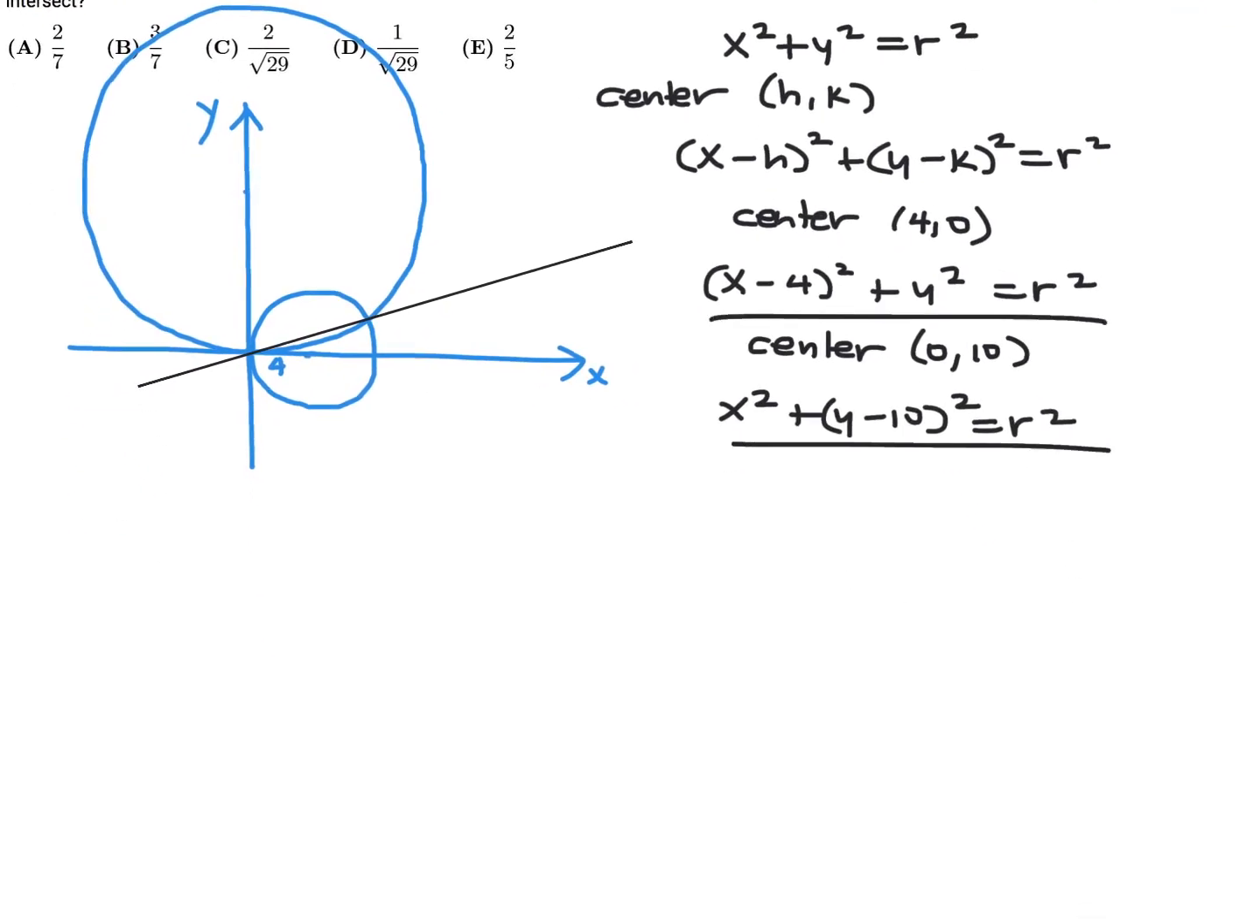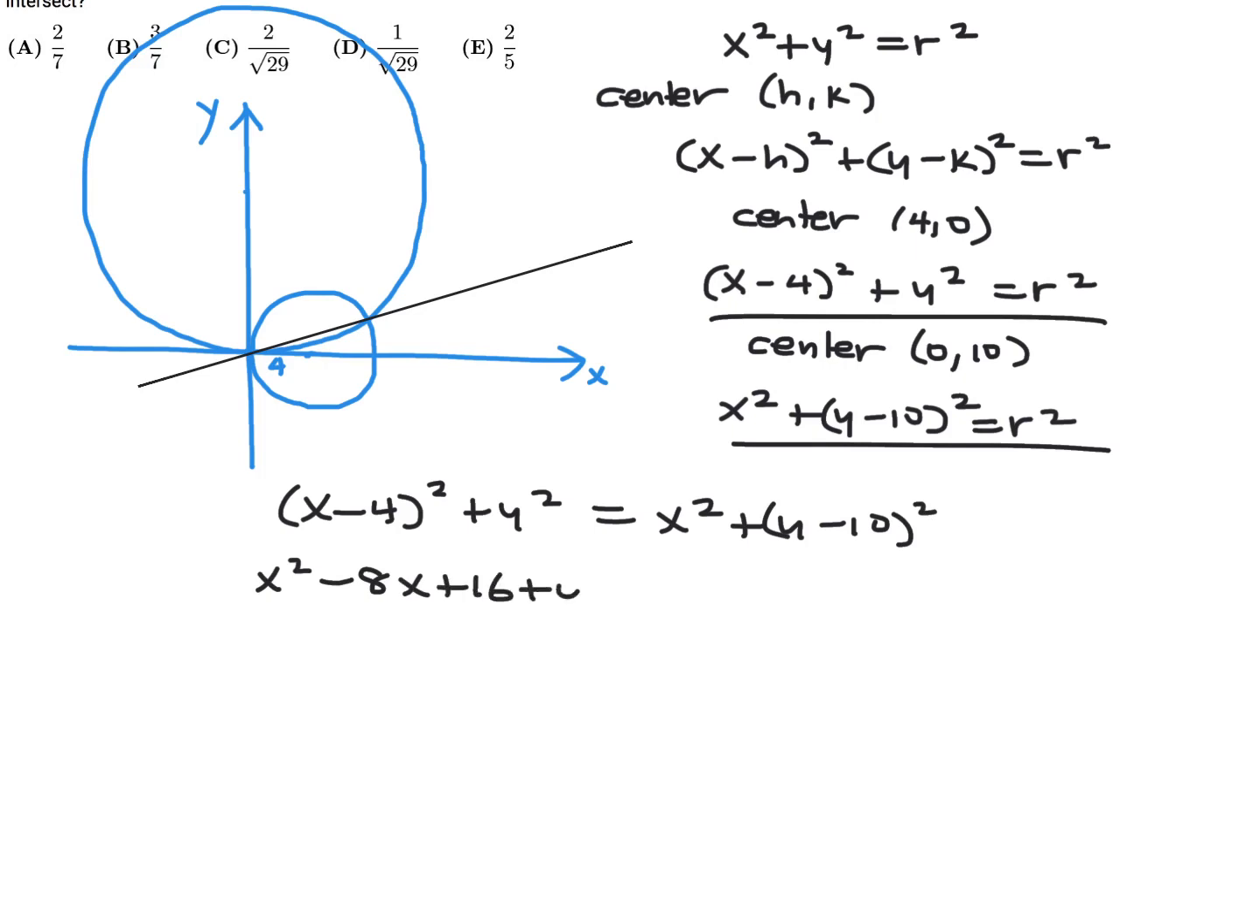Okay, so first of all, what am I going to do here? I'll just let them equal to each other and then expand them. So (x minus 4) squared plus y squared is equal to x squared plus (y minus 10) squared. So x squared minus 8x plus 16 plus y squared is equal to x squared plus y squared minus 20y plus 100. X squareds cancel, y squareds cancel, that's great.